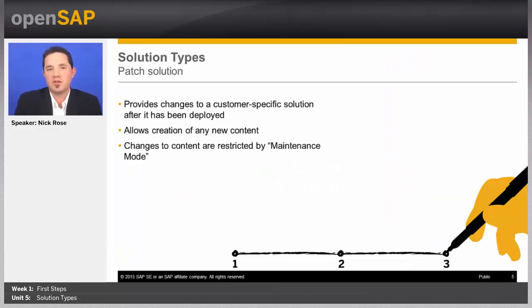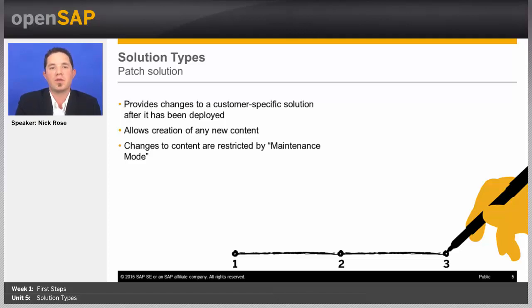So that ends the content for this unit. Again, we had three types of solutions. A solution template, where we can maintain content that can be reused across any other customer-specific solution. We have customer-specific solutions, which is the main type of solution that we will always work with, at least as a beginning point. These customer-specific solutions are relevant only to one specific customer. And then we have patch solutions. The patch solution is how we maintain a customer-specific solution after the initial development.